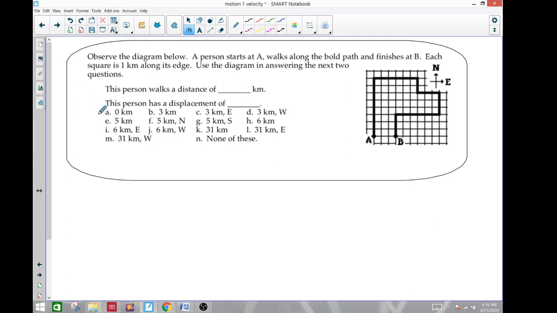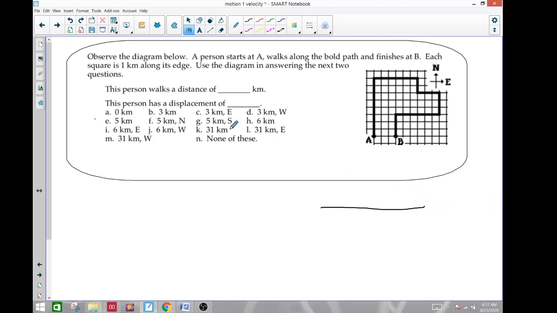Go ahead and give this problem a try. Observe the diagram below. A person starts at A, walks along a bold path and finishes at B. Each square is 1 kilometer along its edge. Use the diagram and answer the next 2 questions. Now this is not in just one direction, but we're always thinking of it in one direction. So we're going this way, this way. We always could break these sticks up and just line them up.